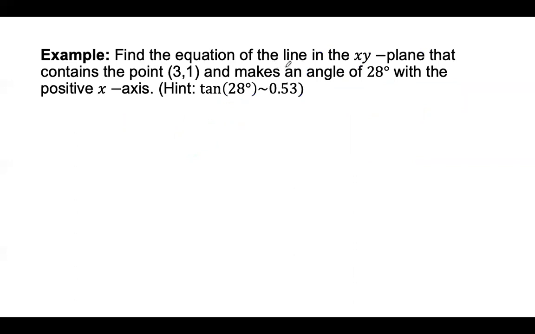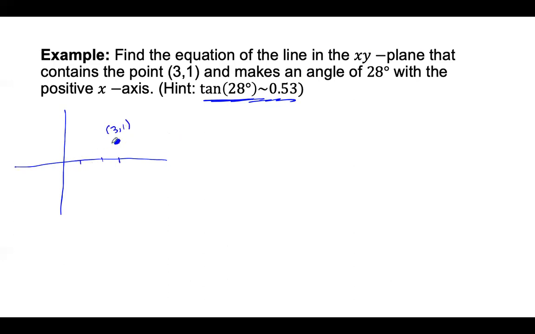Okay, so find the equation of the line in the xy plane that contains the point 3, 1 and makes an angle of 28 degrees with the positive x-axis. Here we're given this information: the tan of 28 is approximately equal to 0.53. So we could sketch this just to understand what's going on. So we have this point 1, 2, 3, so 3, 1. We have a point here. Let's label it 3, 1.